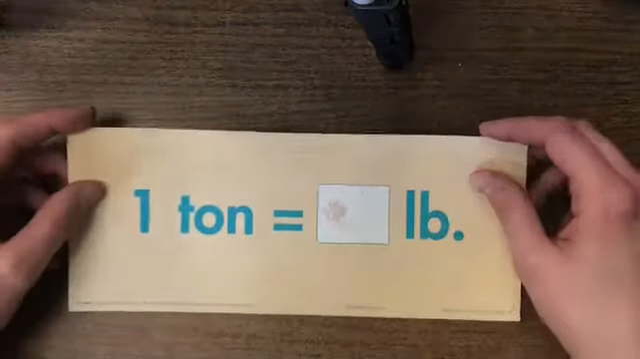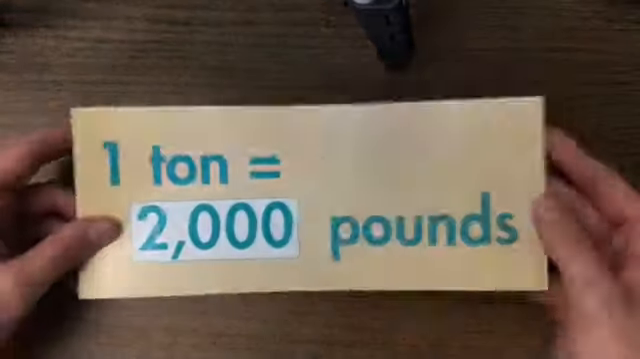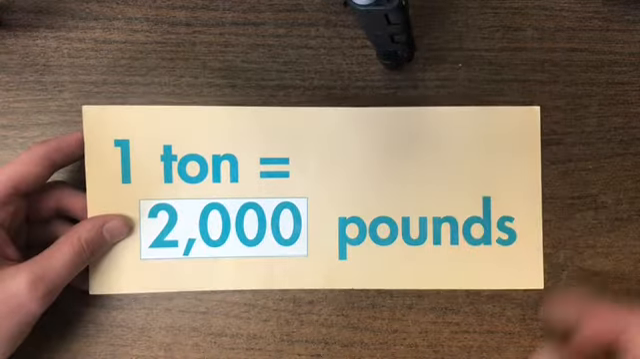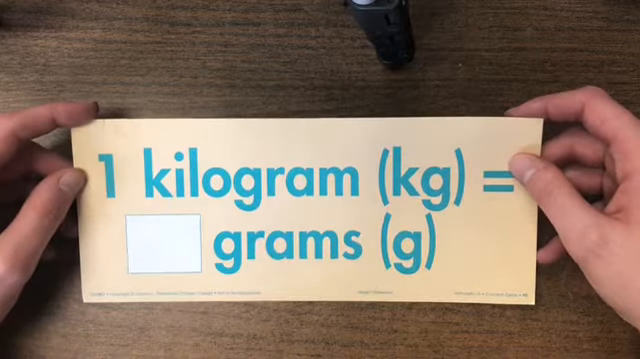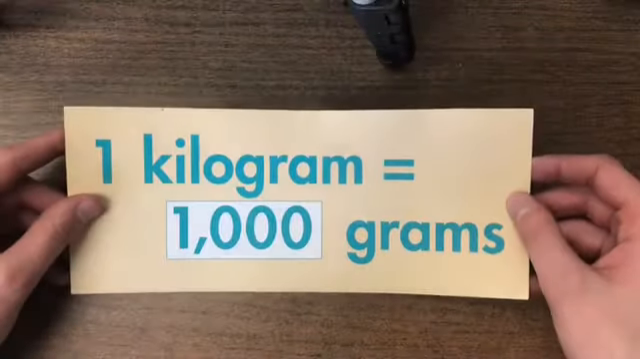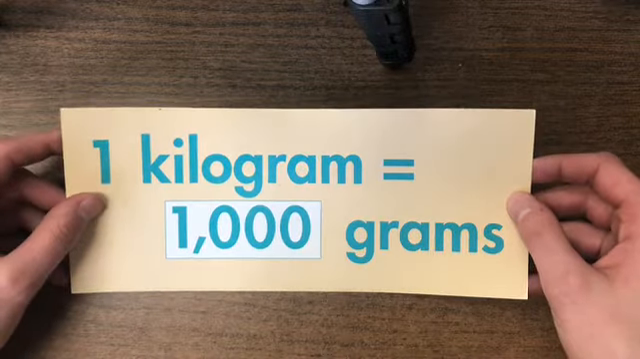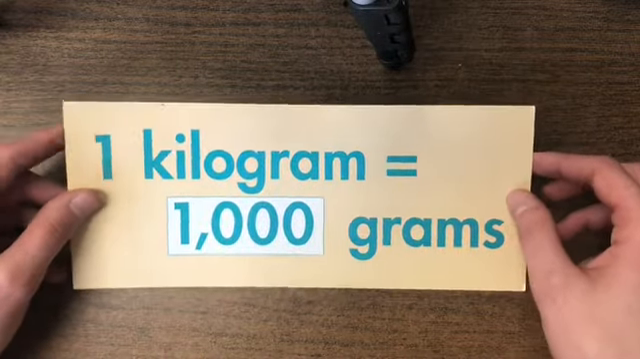Then, how many pounds are in a ton? That's right, 2,000 pounds in a ton. Then, how many grams are in a kilogram? That's right, 1,000 grams in a kilogram. That's the last of our weight measurements. Now we have just a few that are kind of random. So, how many things in a dozen? That's right, 12 things in a dozen.